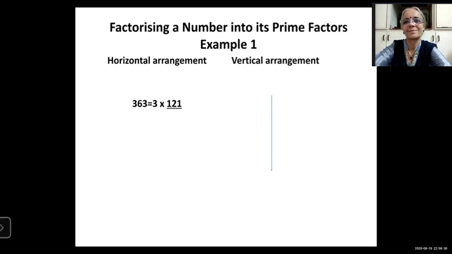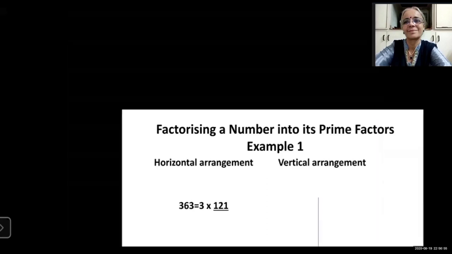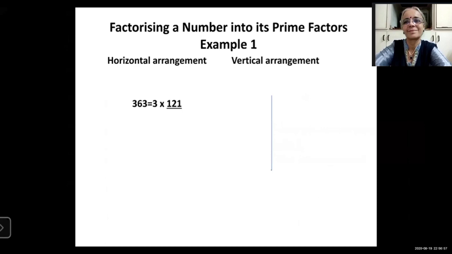And then, take out your rough page. Divide the number 363 by 3. 3 ones are 3, 3 twos are 6, and again 3 ones are 3, and your answer is 121. So you can write this way, 363 is equal to 3 into 121. Now, 121 is not a prime number.